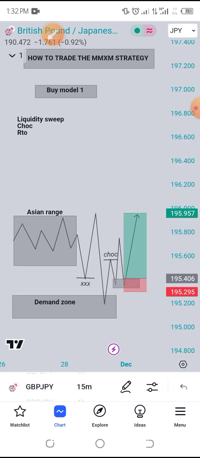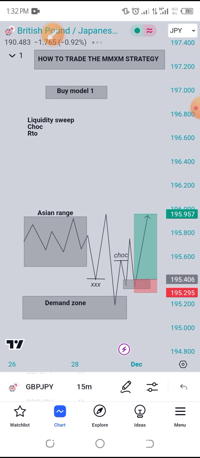1:4.96. So this is one of the buy models that I trade. Now let's dive into the chart. Let me show you guys a clear example from our charts.